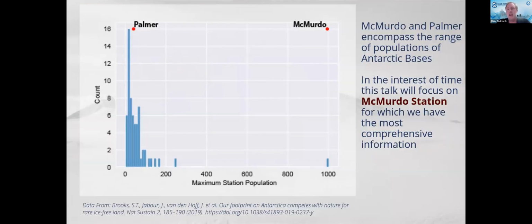And if you look at the range of the size of scientific stations across the Antarctic, you can see that McMurdo is kind of a beast of its own, but Palmer Station is relatively among the typical sizes of Antarctic stations.